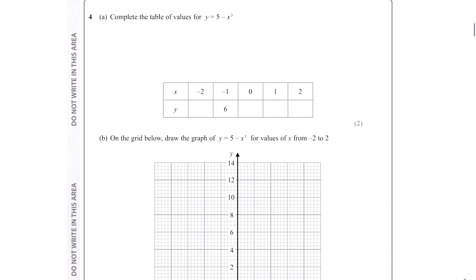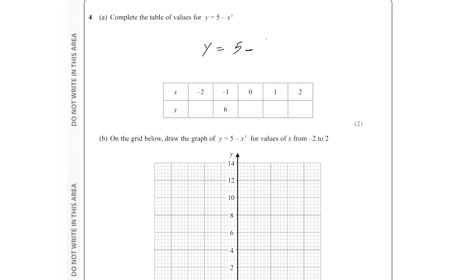Moving on to question 4. We have complete the table. We have y is equal to 5x minus x cubed. Again, we can sub these into a calculator. Just one thing to bear in mind with negative numbers, make sure you are using brackets. So the value of x sits in there. So if it's -2, you'd put -2 in there. You'd still have the minus outside as well. So when you do type that into your calculator, you end up with 13, 6 is given, 5, 4, and -3.